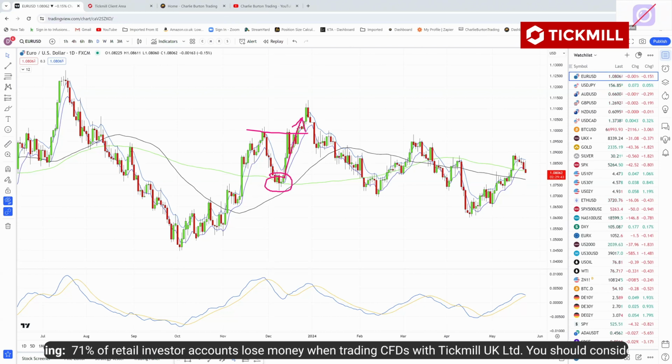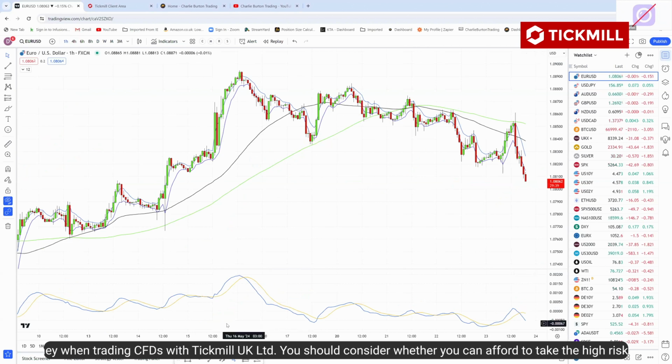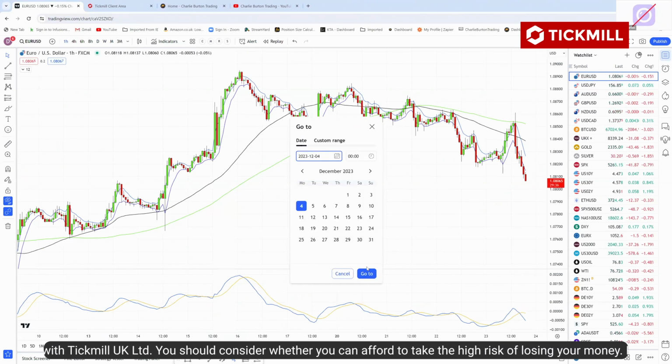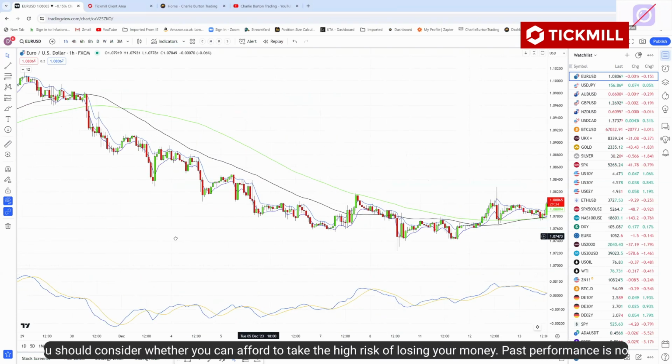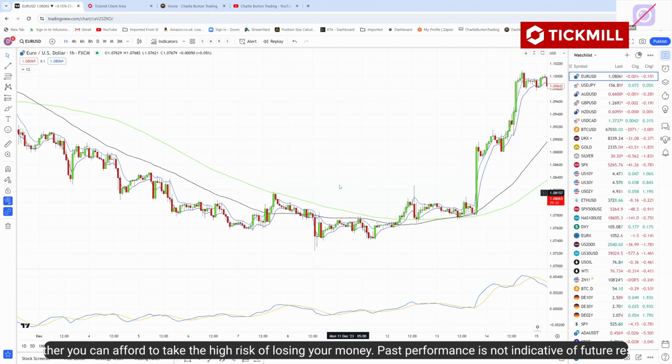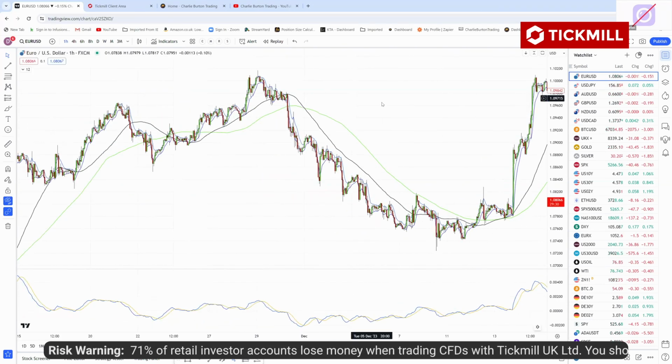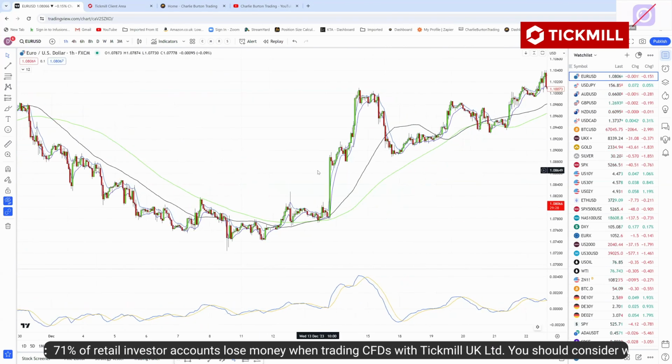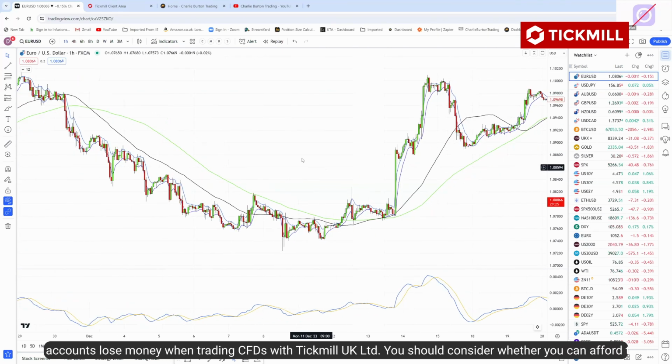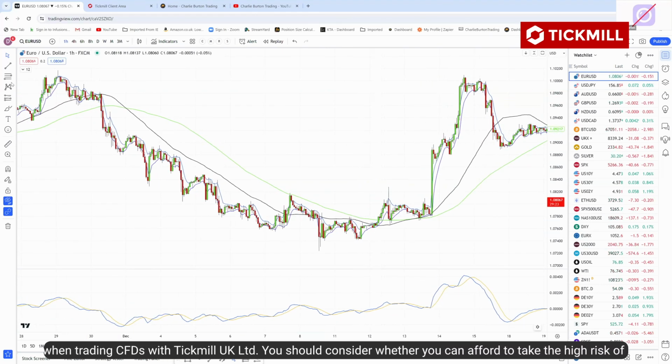Okay, let me go back, see what the entry was. If I go back in time again, what was the entry? Roughly down there. If I just zoom out, right, there's that prior high. Let's put that projection tool on again. Just trying to get this right.